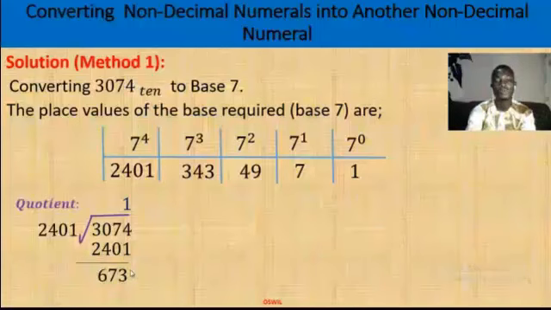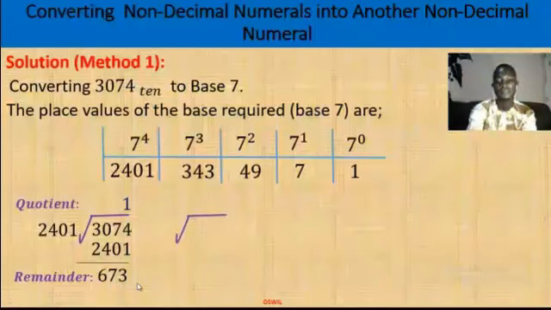The next thing is to know that the number on top of the root sign is the quotient, and the number gotten from subtracting 2401 from 3074 is the remainder. So all the differences are the remainders. Now we pick the remainder and we write that remainder inside the next square root.